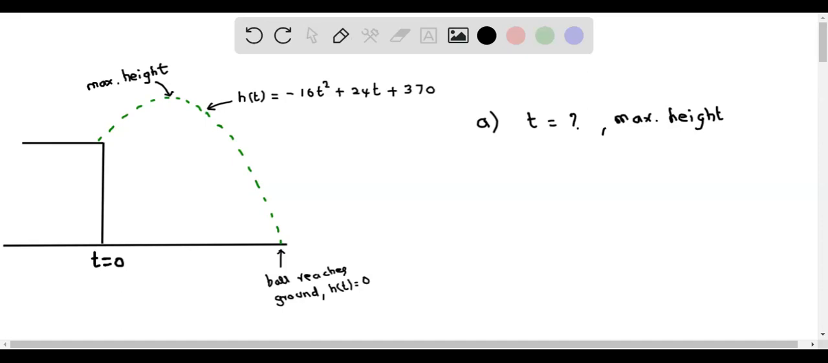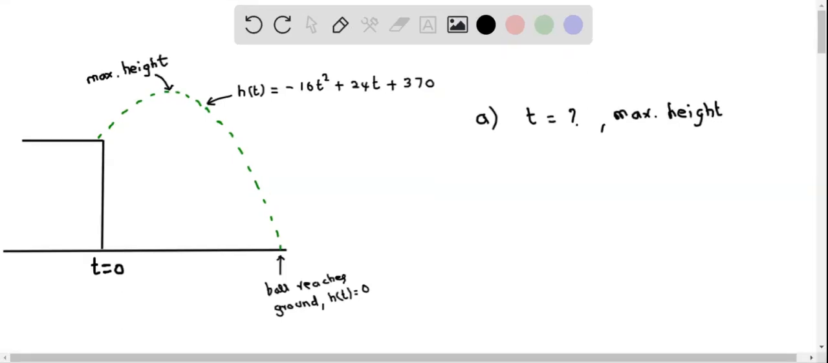Let's answer part A. Here we determine the time when the ball reaches the maximum height, and we will also have to determine the maximum height. So here I have given the diagrammatic representation of this situation.